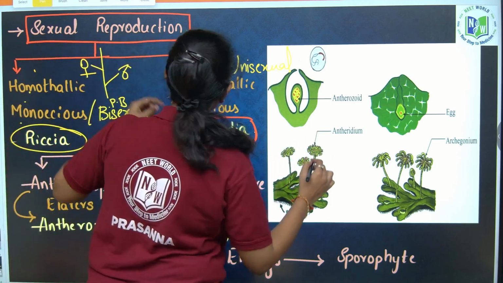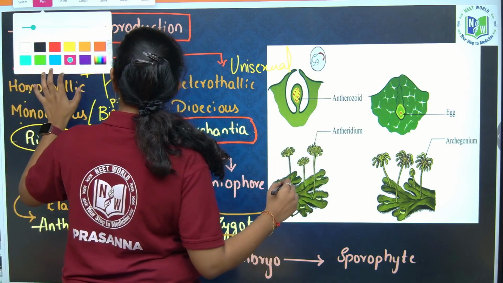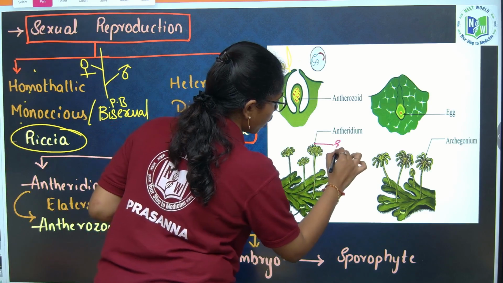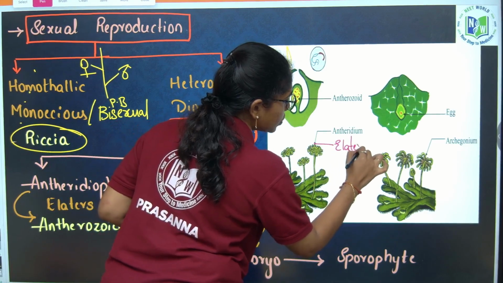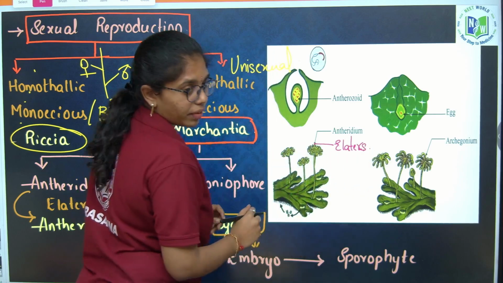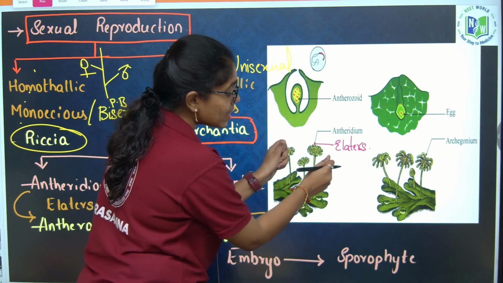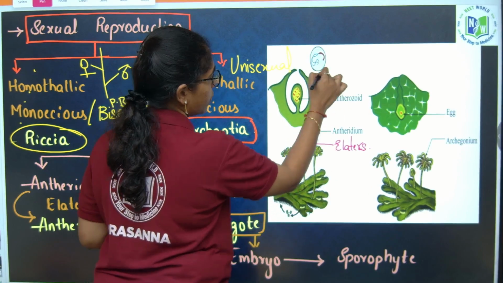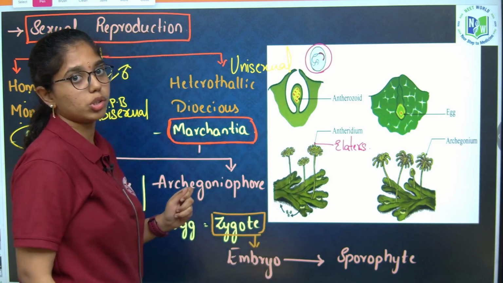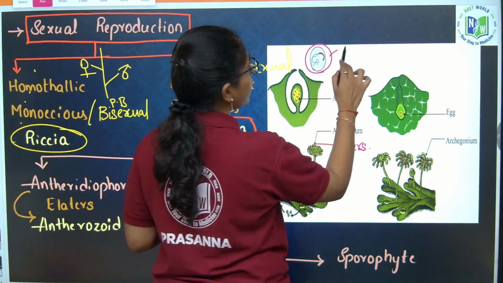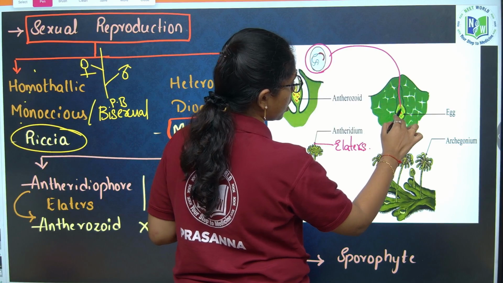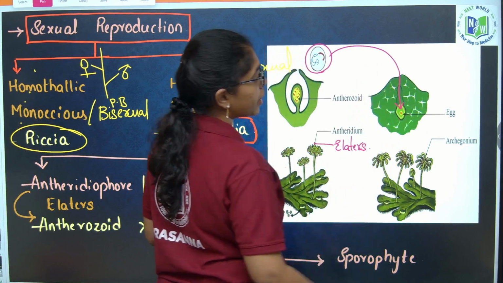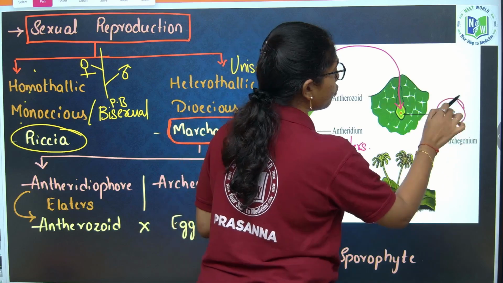Antheridiophore will release the antheridium with the help of elaters. Elaters are the structures at the apex of antheridiophore which will ease the dispersal of antherozoid, and antherozoid will enter into this flask shaped structure called archegonium and will fertilize with egg, forming a zygote.